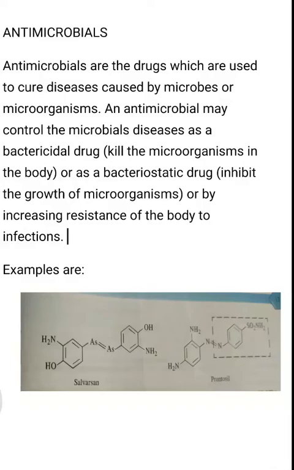The first antimicrobial drug was synthesized by German bacteriologist Paul Ehrlich in 1908. And he named that drug arsphenamine, also known as salvarsan. Salvarsan can destroy the bacteria spirochete. Spirochete is responsible for syphilis, which is a common skin disease.